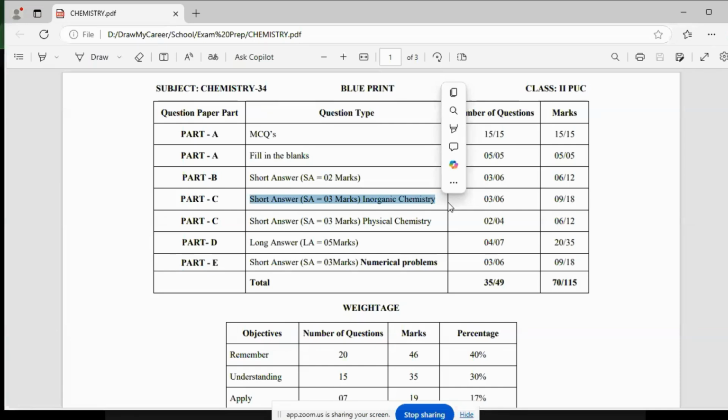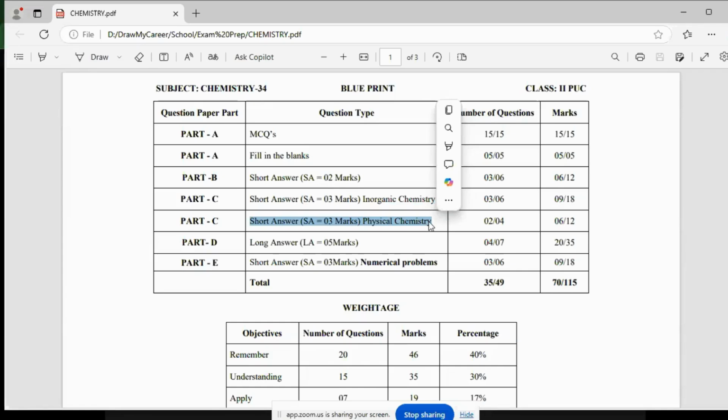Again, in part C, Roman number 5 is purely the physical chemistry theory part. Again, a 3-mark question. You have 4 questions, of which you have to answer 2. The weightage of each question is 3 marks.